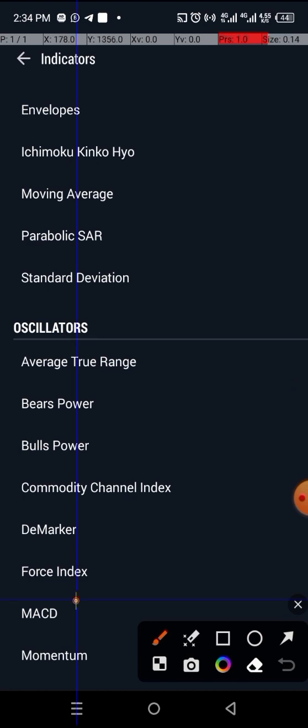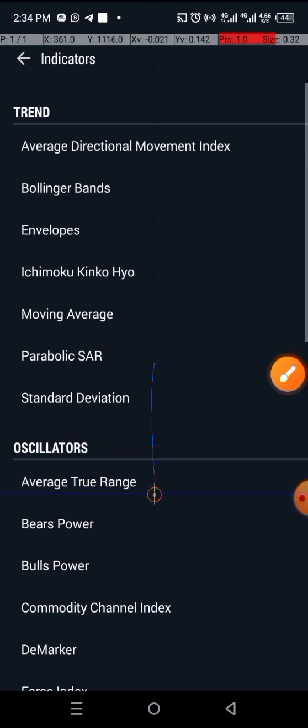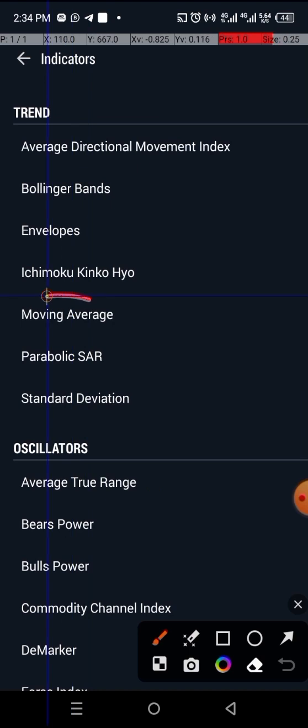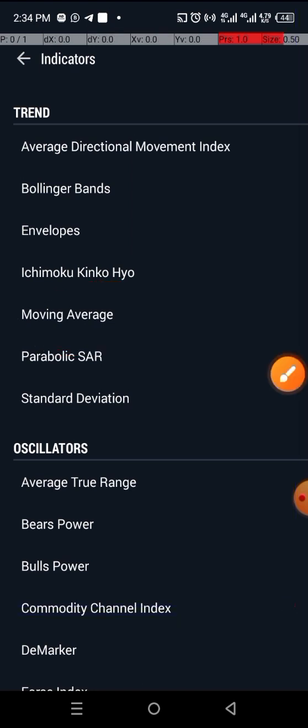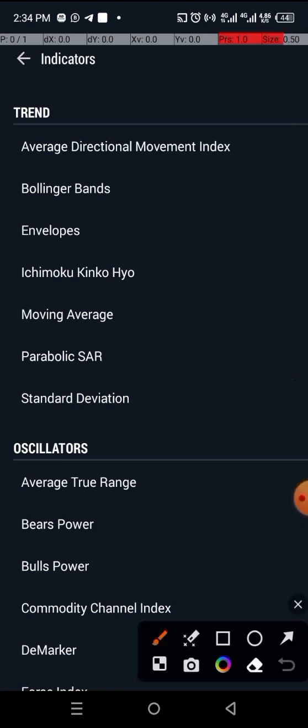For example, like this MACD, you discover that if you add MACD to your chart, MACD will not be directly on the chart. And coming here again, if you add moving average to your chart or Ichimoku, they will be exactly on your chart. Okay guys, we are going to now do our practice. Let us add moving averages to our chart and you see what I'm talking about.